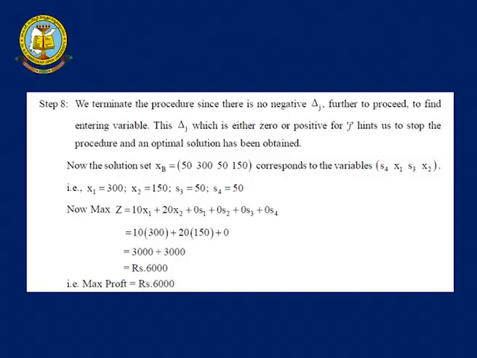In this final matrix, Zj minus Cj are greater than or equal to 0, so the optimum solution is obtained. X1 equal to 300, X2 equal to 150, and the maximum profit value is 6000.